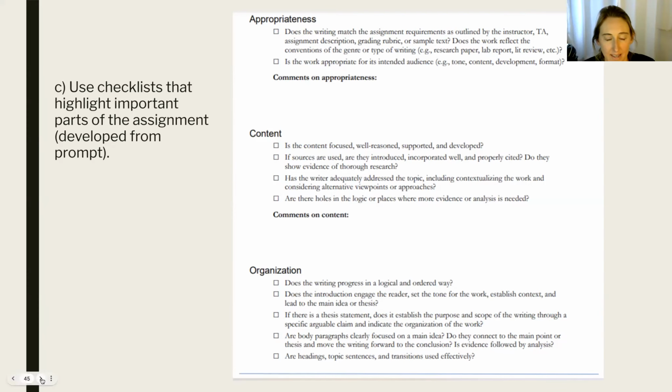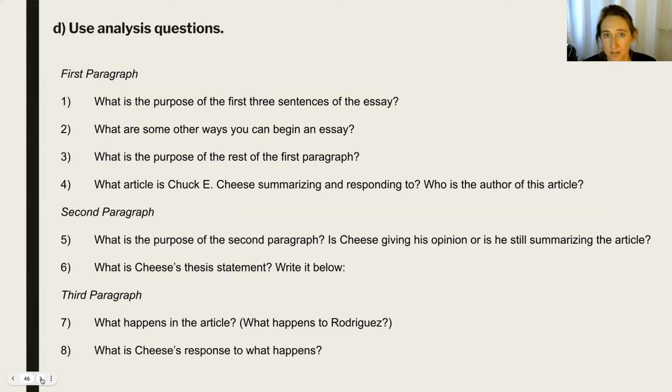Next slide, please. And then you can use more specific analysis questions if you would like a student to walk through a specific example more and do a closer reading of it. They can be asked analysis questions that go beyond a yes or no, and ask them to read for content and notice where things are located in an essay.